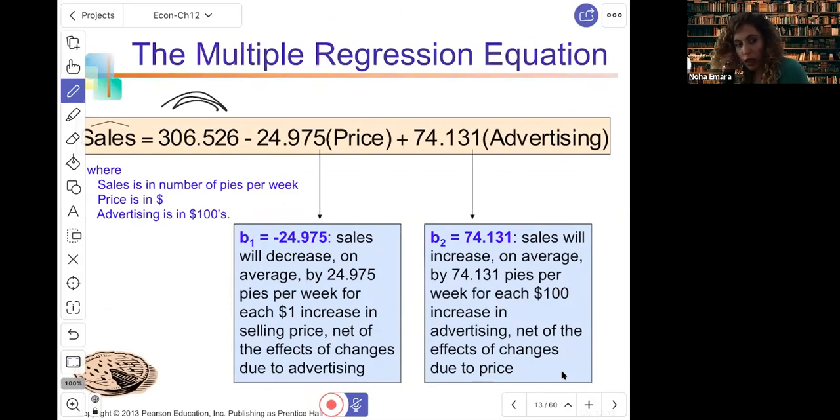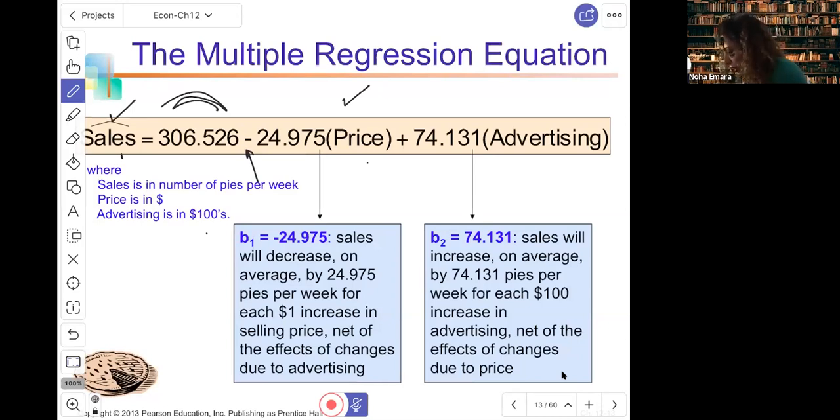Okay. It's very important to notice what are the units of measurement that you have. I'm talking about sales, which is the number of pies. The price is in dollars. Advertising is in hundreds. So it's important because this is the way that you're going to analyze the results. What about the beta one? It's negative. This one is telling me something that we would expect. Price has a negative relationship with demand.